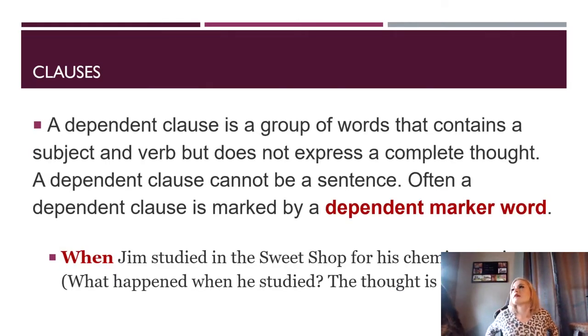A dependent clause is a part of a sentence that contains a subject and a verb, but does not express that complete thought. And it cannot be a sentence on its own. So when people have dependent clauses just sitting out there with a period at the end, those are called sentence fragments, which we're going to talk about here in a minute. Dependent clauses are often marked by a dependent marker word, like when Jim studied in the sweet shop for his chemistry quiz. We don't know what happened.